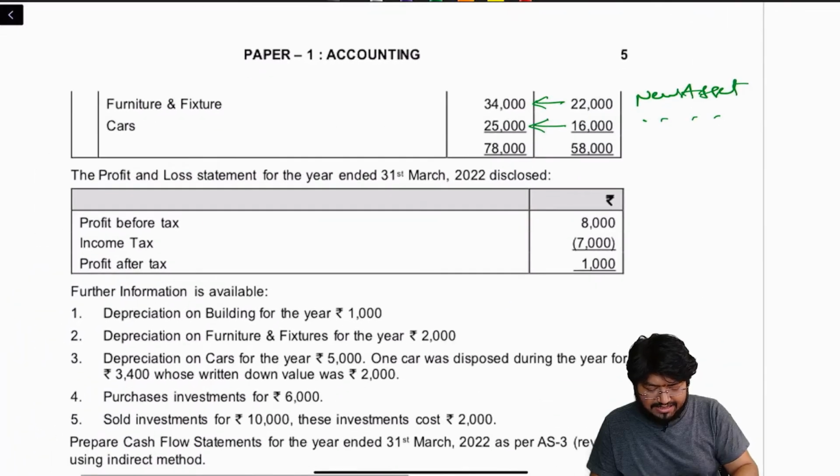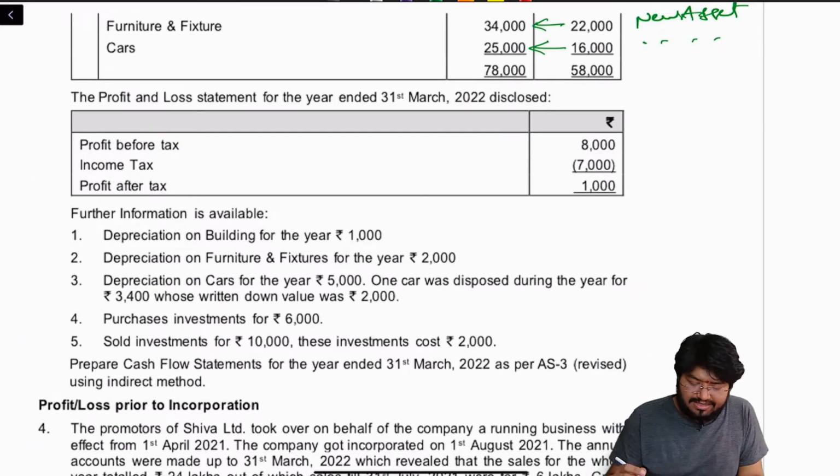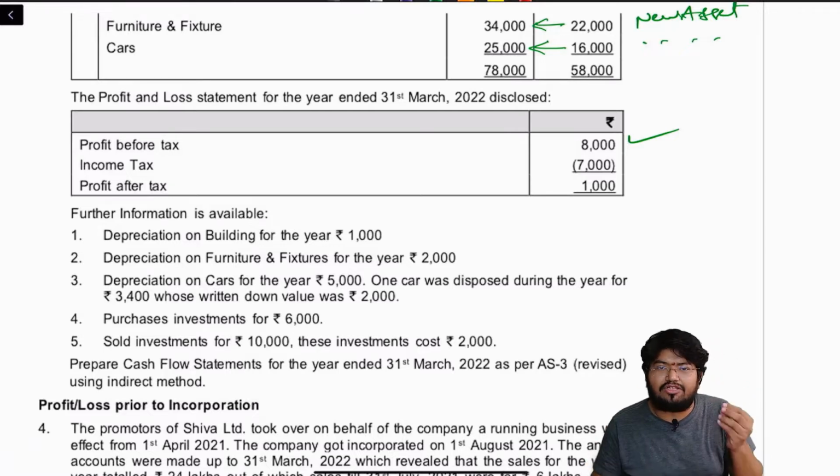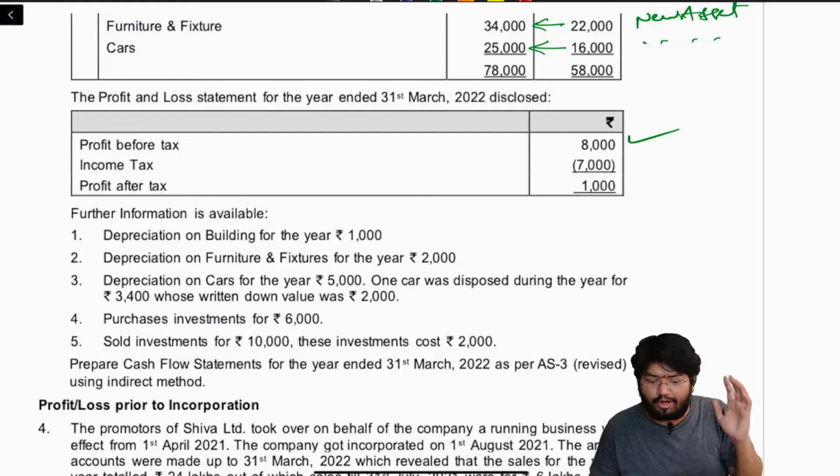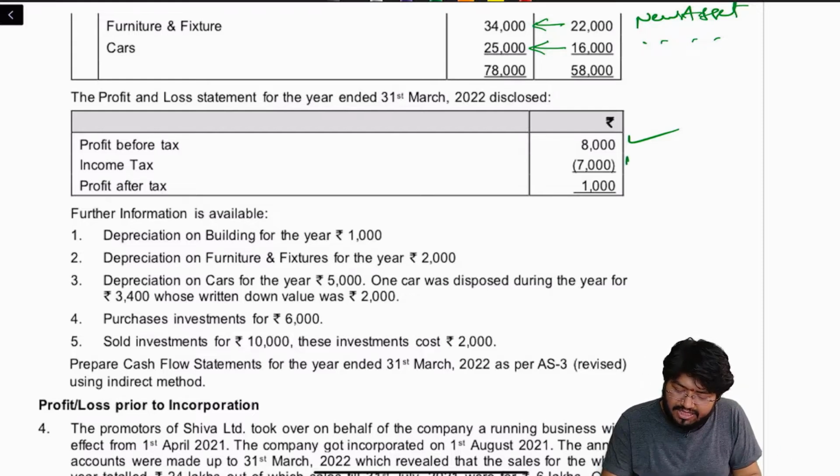Okay. Next, profit and loss statement is given. He says profit before tax is 8,000. He made our job easy. Why? Because we are supposed to do it under indirect method, for which he has given you the starting point for us. Okay. Income tax provision he has given you 7,000.